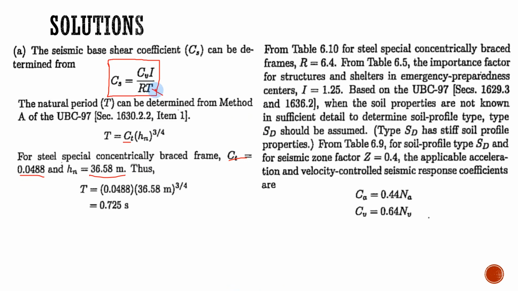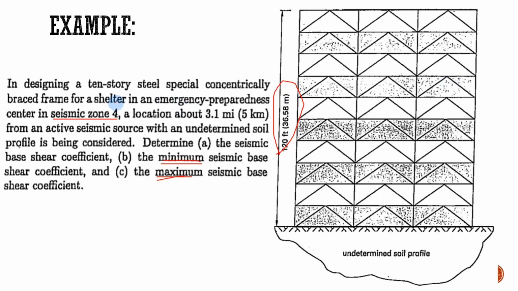So we have T and R. Based on the table, guys, we use the NCP table, or I think the UBC table. The R we got is 6.4, but in our case we use the NCP table. So R is 6.4, then we have this I, the importance factor, which is 1.25, since this is for shelters in an emergency preparedness center.